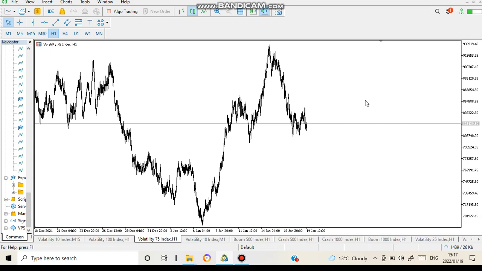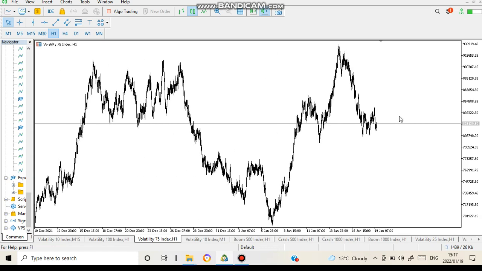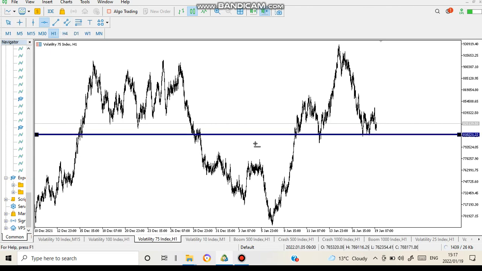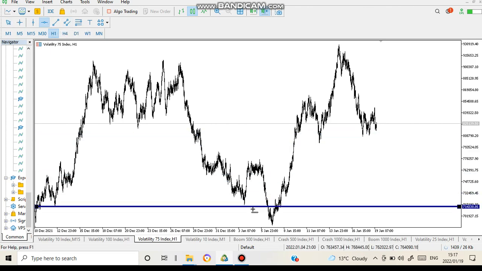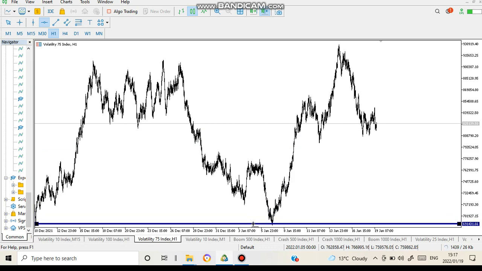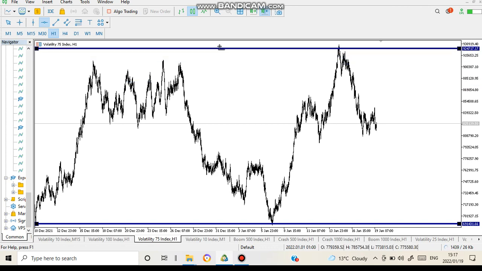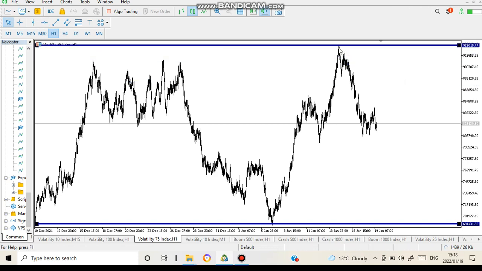Okay, so in today's video I'll be breaking down VIX75. Right, so the first thing I'm going to do is find all my support and resistance levels. As you can see at the bottom, we have our major support level. After that, we want to find our major resistance level. For example, we can see over here that we had our major resistance level.